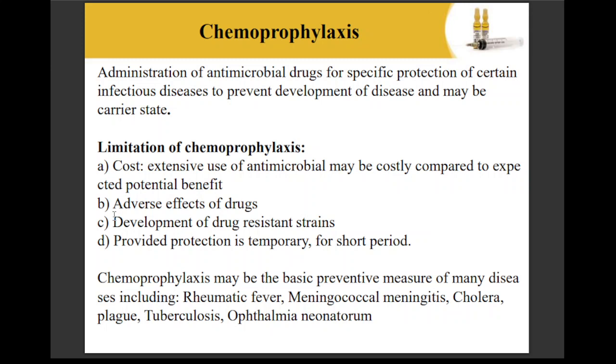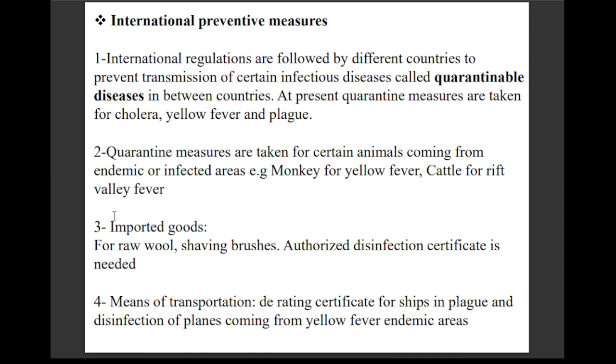So chemoprophylaxis may be the basic preventive measure of many diseases like rheumatic fever, meningococcal meningitis, cholera, plague, tuberculosis, even rabies, and even TT. So these are chemoprophylactic agents, or vaccines, or drugs which are administered and which show their effect for a very short span of time.